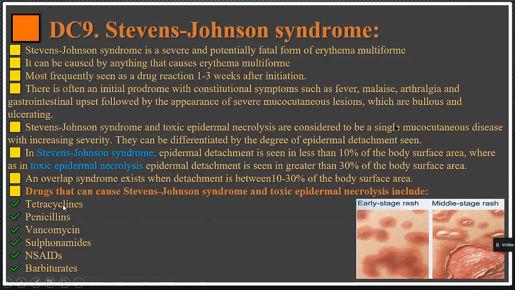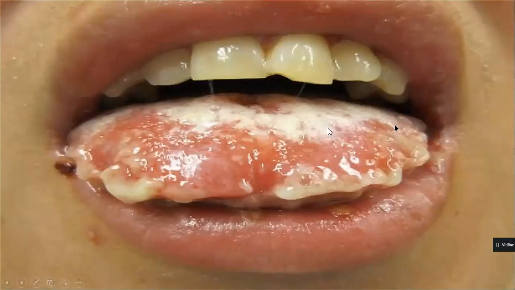So you have to be familiar with the drugs: tetracycline, penicillin, vancomycin, sulfonamide, non-steroidals, barbiturates. So what is that, guys? Stevens-Johnson. You have to check the body surface area, right? Yeah, you have to check the body surface area.